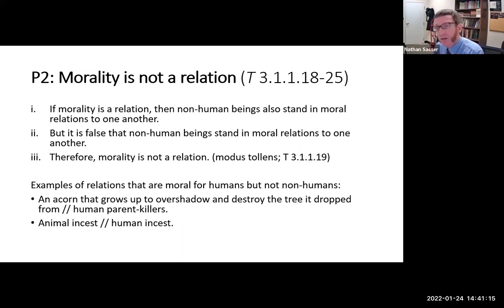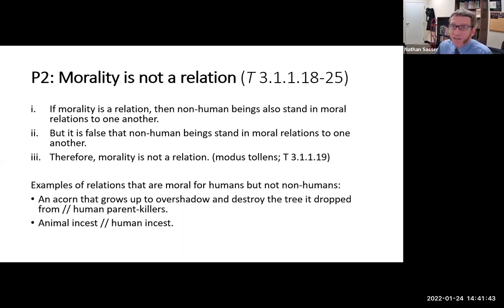Or here's another example. If animals commit incest, they stand in the exact same relationships to one another as humans who commit incest. But do you want to say that incestuous animals have done anything wrong? Well, Hume thinks no, they obviously haven't. So whatever is wrong with human incest, it's not the mere relationship, because animals can stand in the same relationship guiltlessly.